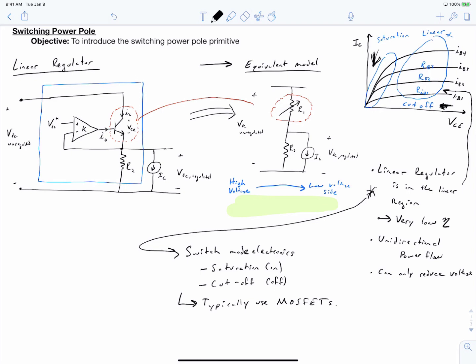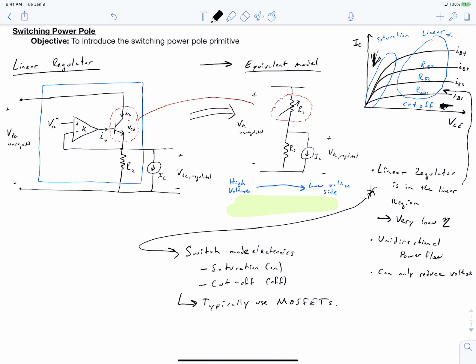You'll note that where our power consumption occurs in the linear regulator is when the device is active in this linear region. It looks like a resistor. You have a lot of loss. By using switch mode electronics and operating the device either completely on or completely off, we've removed the loss component.